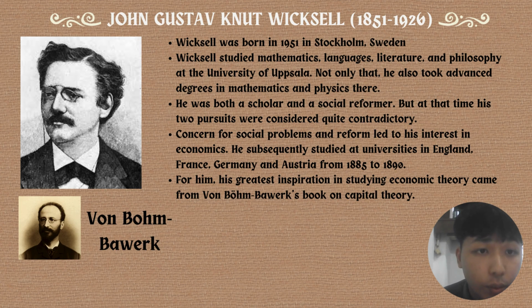Johan Gustav Knut Wicksell was born in 1851 in Stockholm, Sweden. Wicksell studied mathematics, language, literature, and philosophy at the University of Uppsala. Not only that, he also took an advanced degree in mathematics and physics there. He was both a scholar and a social reformer, but at the time, his two pursuits were considered quite contradictory.